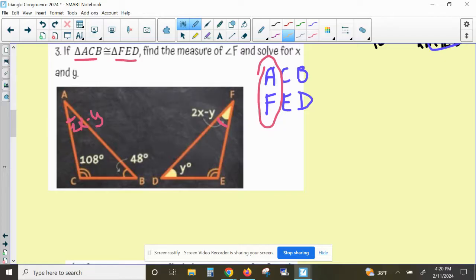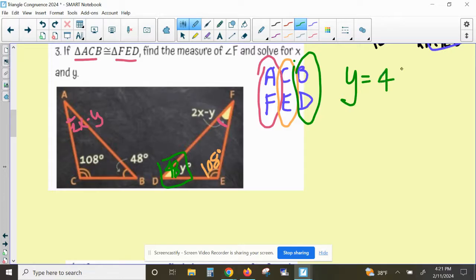Okay, next piece. We've got C and E match each other. So C is down here and E is over here. So this C is 108. So that means this E has to be also 108 degrees. And then we have B and D. So B is here. Angle B is 48. And angle D has to be 48 also. So there you go. Look at that. We just figured out what y was. So we know now that y equals 48. Easy peasy, lemon squeezy.